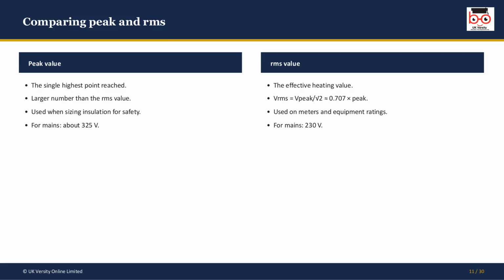Let's put peak and RMS side by side. The peak value is the single highest point reached, always the larger number, and it matters when you're sizing insulation for safety, about 325 volts for the mains.